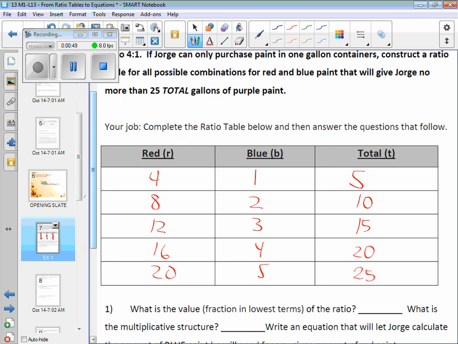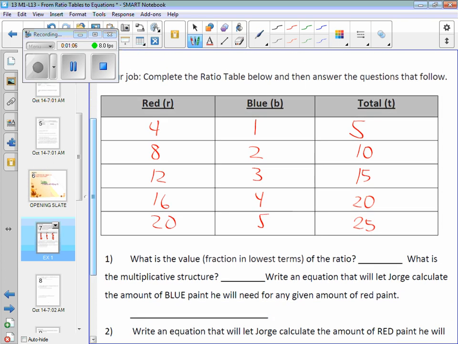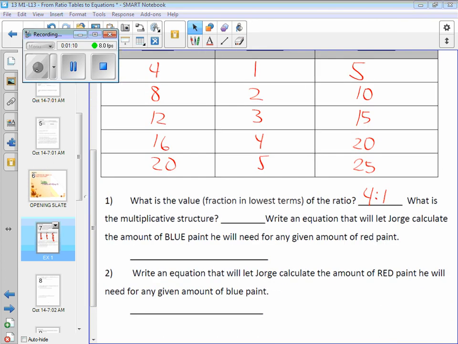What's the value of this ratio table? Raise your hand. Come on, I expect to see more than that. Value of ratio has got to be like routine. It's got to be like your times tables. Ella? 4-to-1. What's the multiplicative structure?